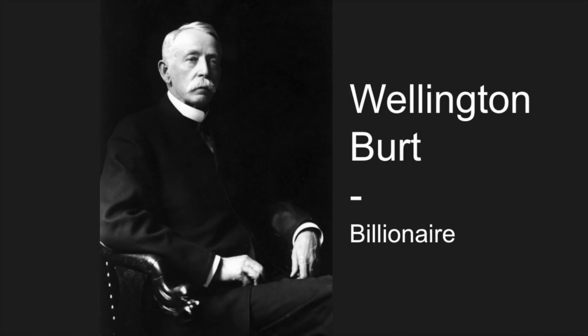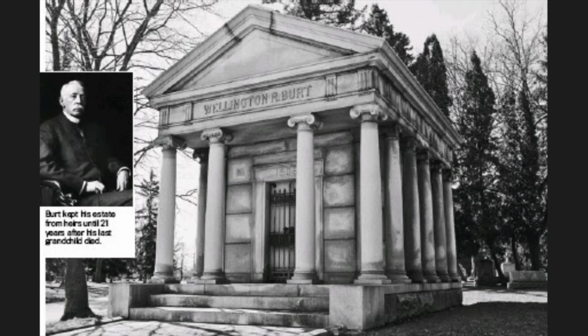Moving on from the sweetness that we just witnessed, on the fourth place, we have a legacy of bitterness. This was created by Wellington Burt, a billionaire. He used his will to put his enormous wealth, which was estimated at around $110 million, out of the reach of his family for almost a full century. All of his vast fortune would not be passed on until the 21st year after the death of his last surviving grandchild. This man died in 1919, but his fortune was only to be shared in 2010, exactly 91 years after.